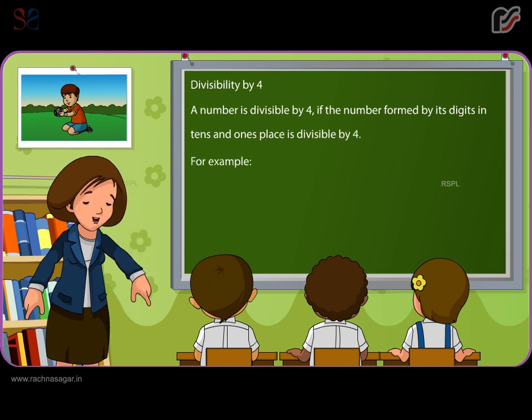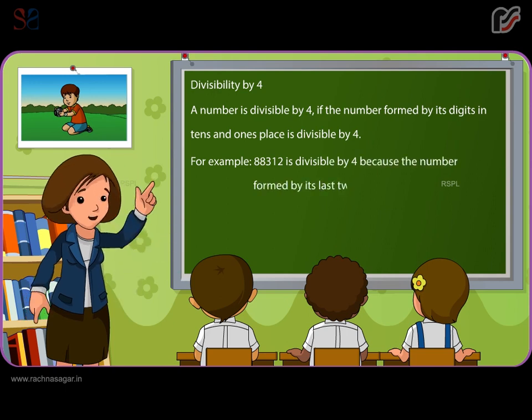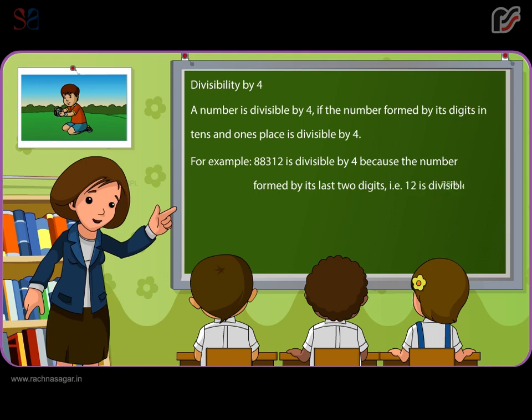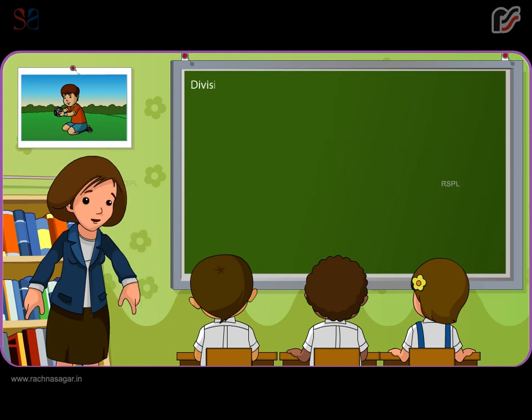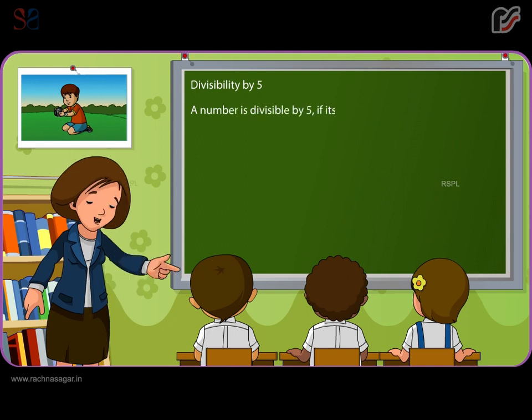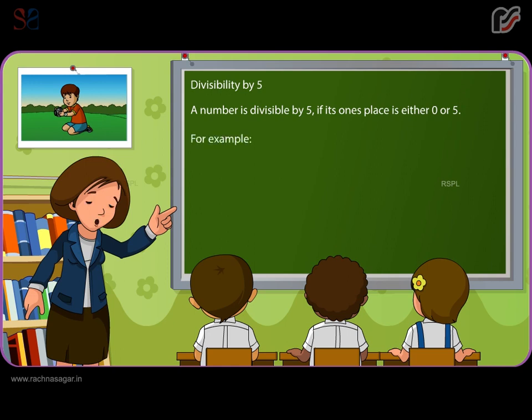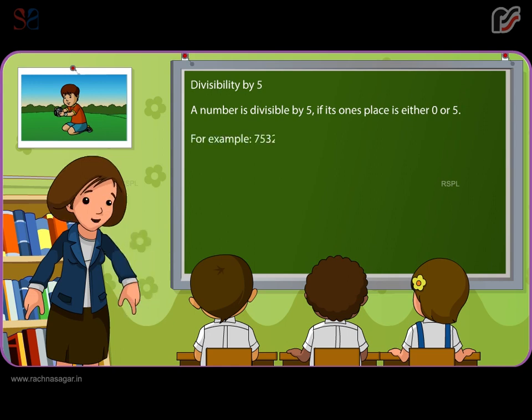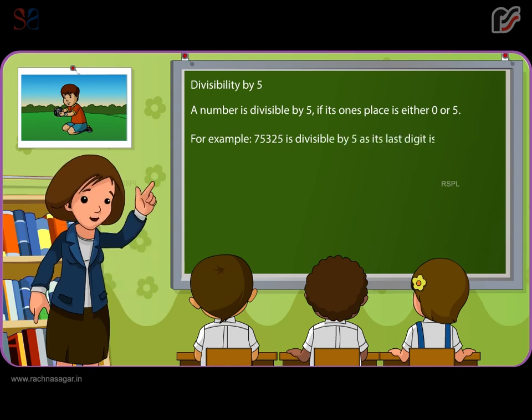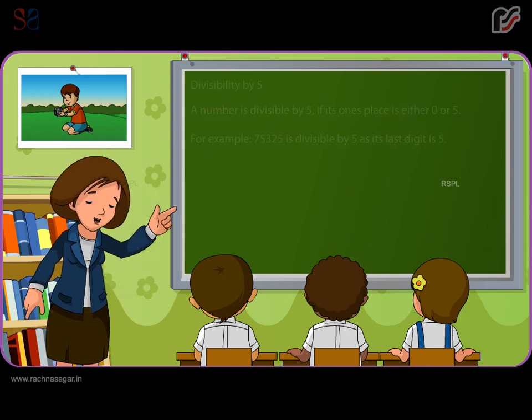For example, 88,312 is divisible by 4 because the number formed by its last two digits, that is 12, is divisible by 4. Divisibility by 5. A number is divisible by 5 if its ones place is either 0 or 5. For example, 75,325 is divisible by 5 as its last digit is 5.